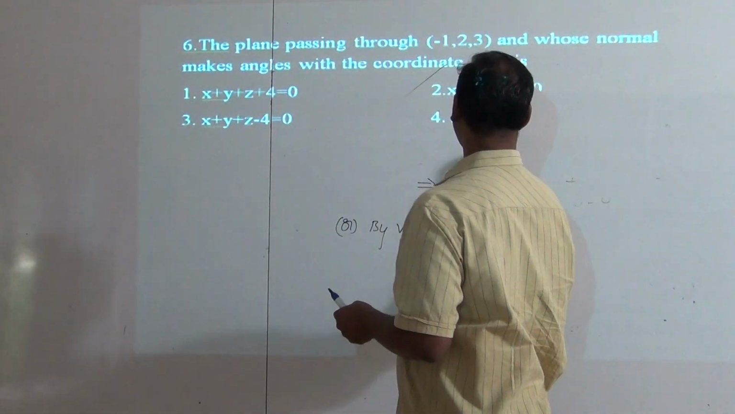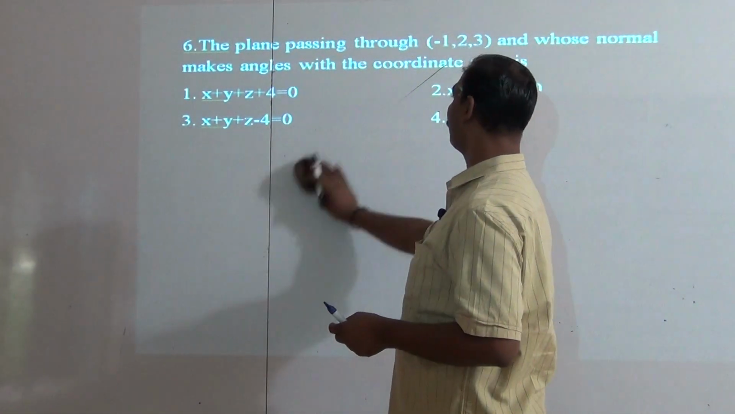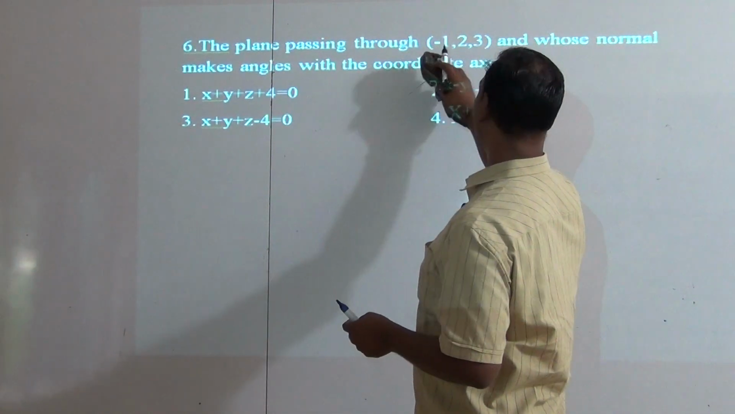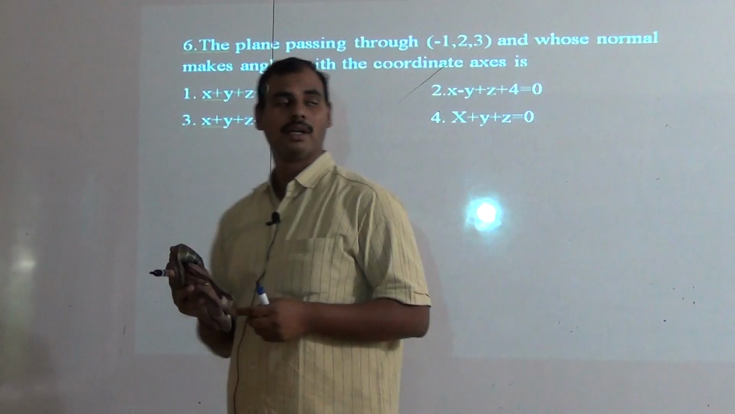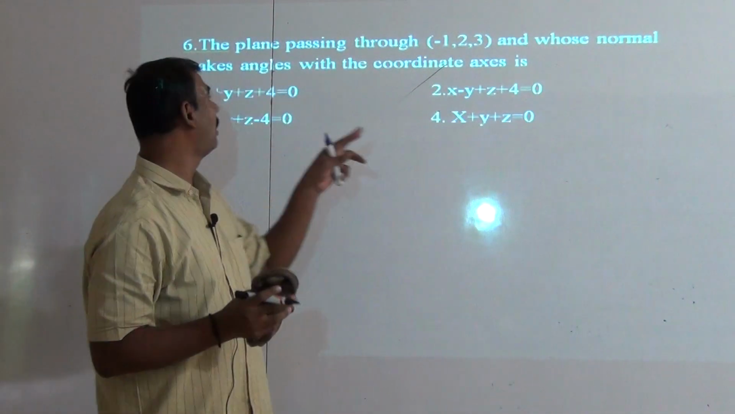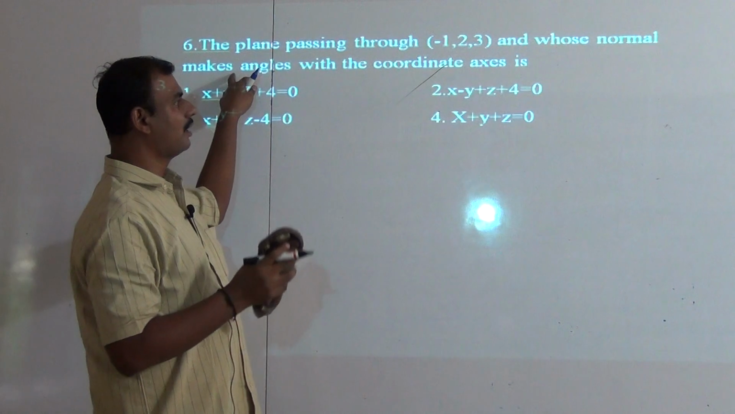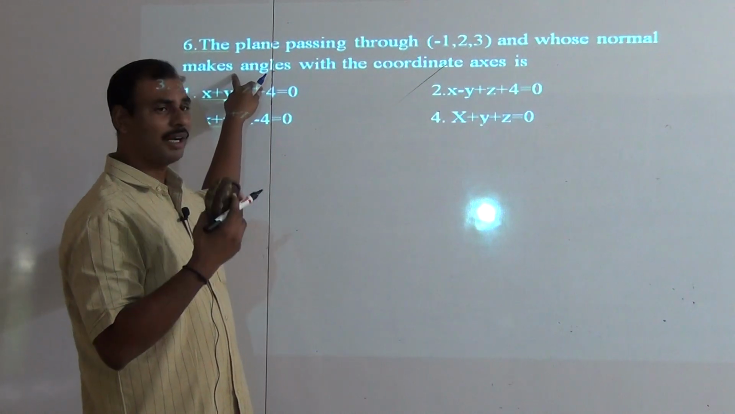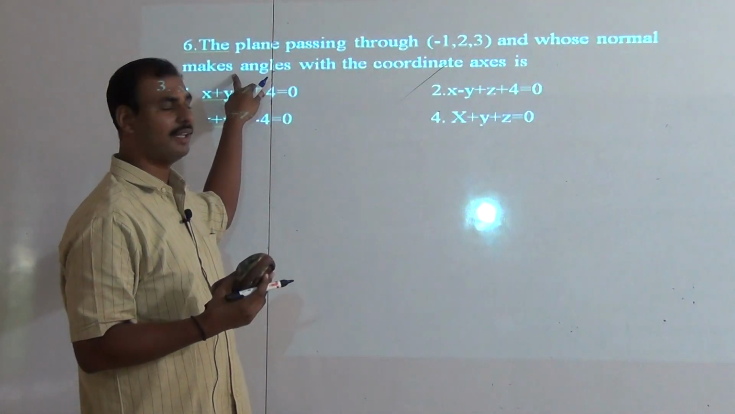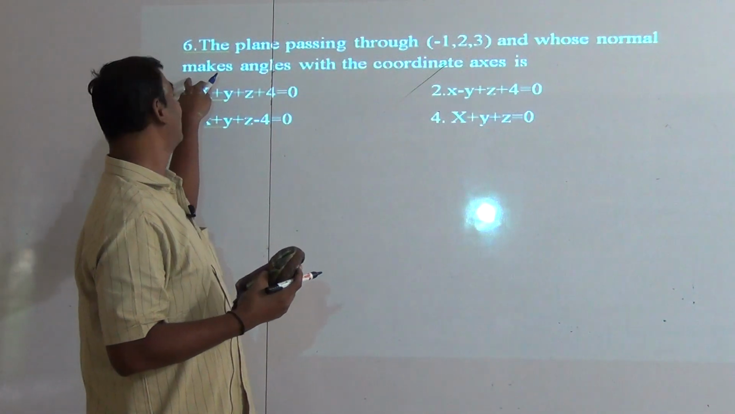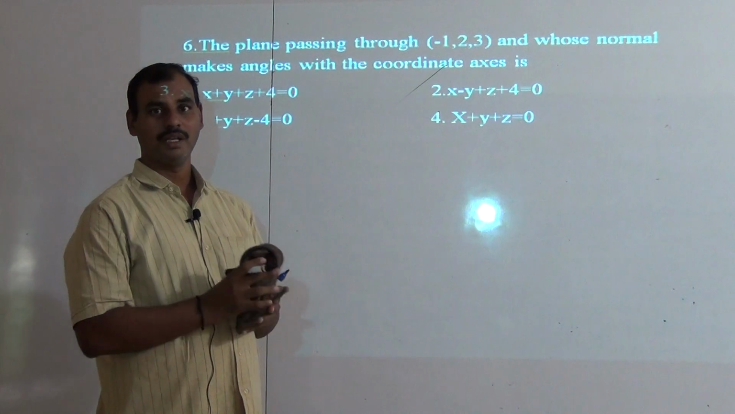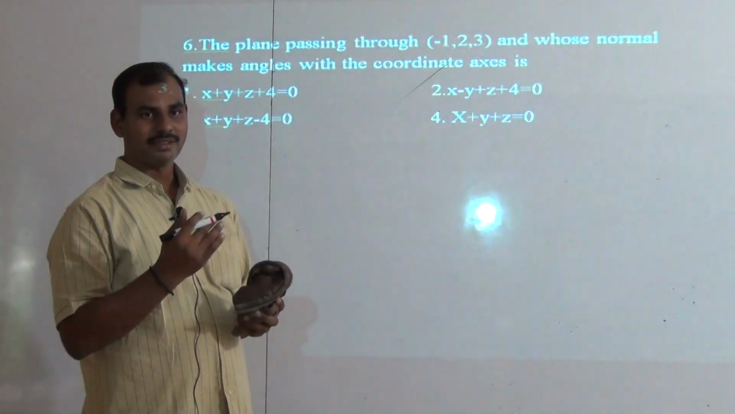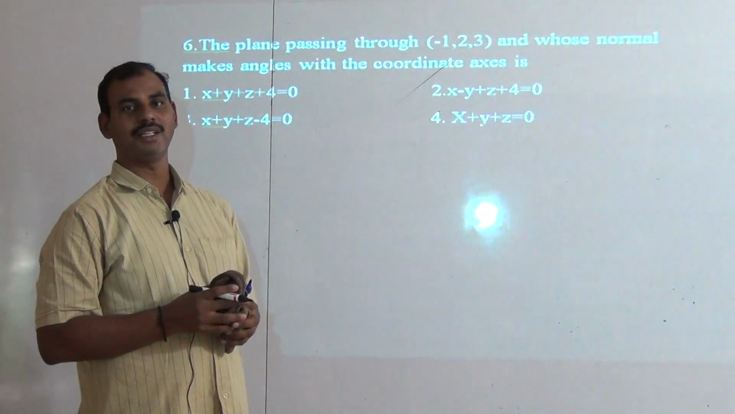The plane passing through (-1, 2, 3) and whose normal line... Normal meaning what? A normal line is nothing but a perpendicular line. It makes angles with the coordinate axes. This is already a very important question in the theory exam.